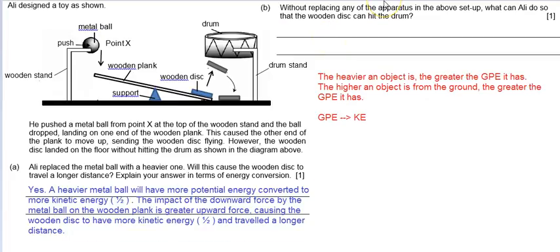So without replacing any of the apparatus in the above setup, what can Ali do so that the wooden disc can hit the drum? Well, actually, what Ali can do is just to shift this support to the left. Okay, if you can imagine, if the support is moved to the left, what would happen is that this end of the disc will be traveling a greater distance.